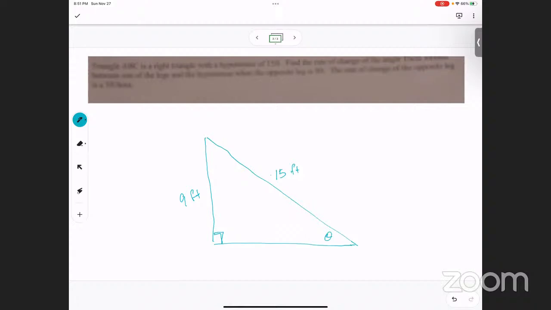I can't really read that. So I can't really answer this question because we need to know a rate of change. It says, find the rate of change of the angle. But if this is always 9 feet and this is always 15, there's no changing ever going on, because that bottom side is always going to be 12 because it's a 3, 4, 5 triangle. You know what I'm saying?